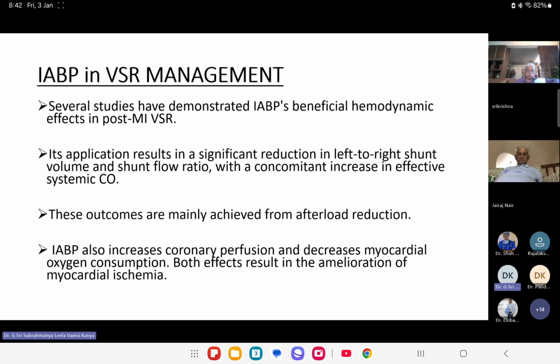IABP in VSR management. Several studies have demonstrated IABP's beneficial hemodynamic effects in post-MI VSR. Its application results in a significant reduction in left to right shunt volume and shunt flow ratio with a concomitant increase in the effective systemic cardiac output. These outcomes are mainly achieved from the afterload reduction. IABP also increases coronary perfusion and decreases myocardial oxygen consumption. Both effects result in the amelioration of myocardial ischemia.